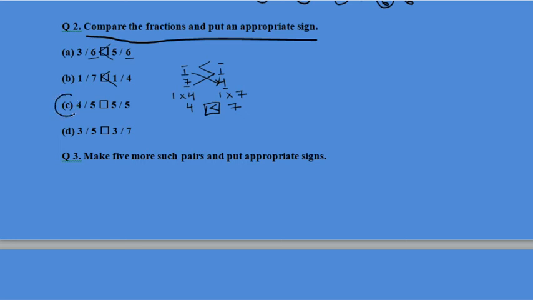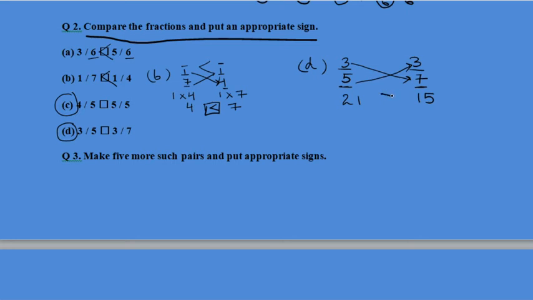C part is your homework, do it yourself. Then come to D part. D part is 3 by 5 and 3 by 7. So we'll do like B part only. This was your B part. So 3 by 5, 3 by 7, denominators are different. So how you will do it? 3 into 7. 3 sevens are 21 and 3 fives are 15.